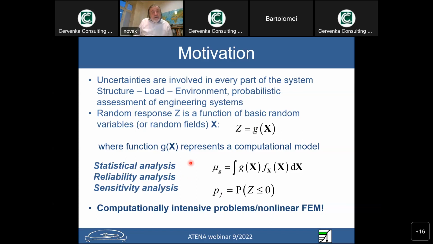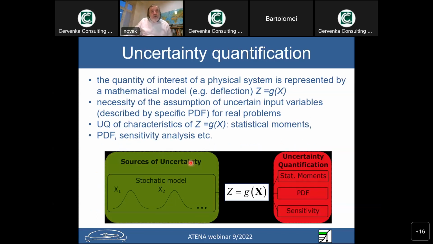So the techniques developed for that should be quite efficient. Usually such an approach is called uncertainty quantification. The quantity of interest of a physical system is represented by some mathematical model, right? And we have to assume uncertain input variables, which are described by specific probability distribution functions for material, load, geometry, etc. And uncertainty quantification of the characteristic means that we need to assess statistical moments, probability distribution function, etc.